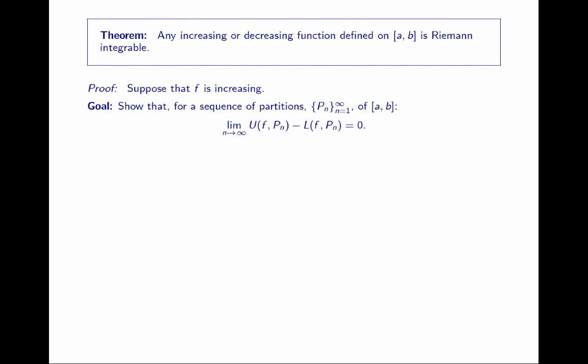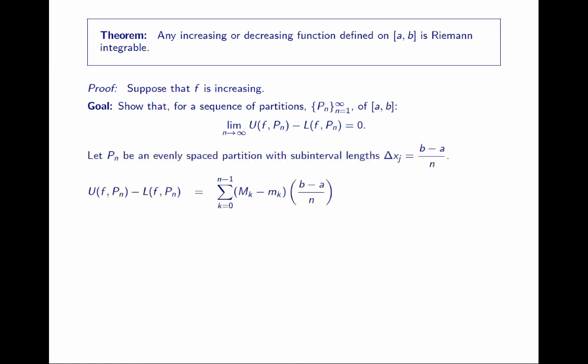Our goal is to show that for a sequence of partitions, Pn, the limit as n goes to infinity of the difference of the upper minus lower sums for these sequence of partitions is 0. Of course, if we remember the precise definition of what a limit is, we realize that this goal is precisely the same as the goal in the previous proof. So let Pn be evenly spaced partitions. So the subinterval length is the entire interval length divided by n.